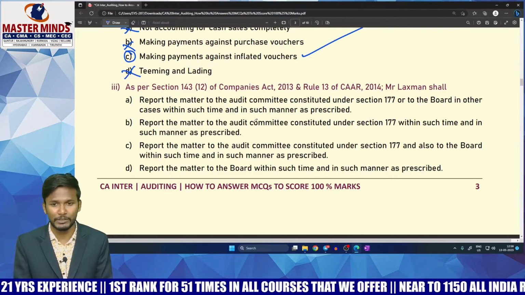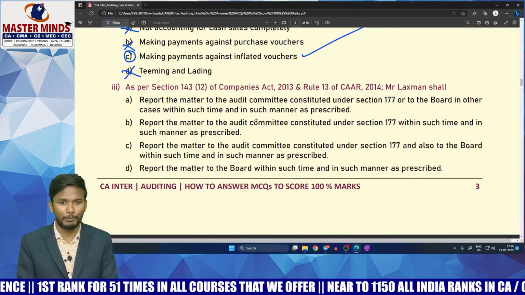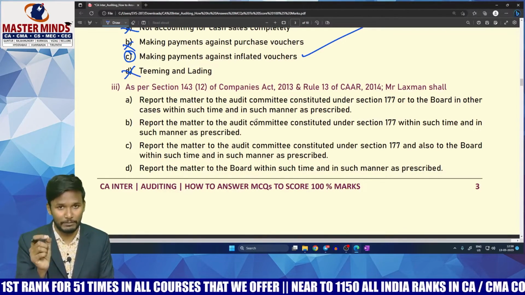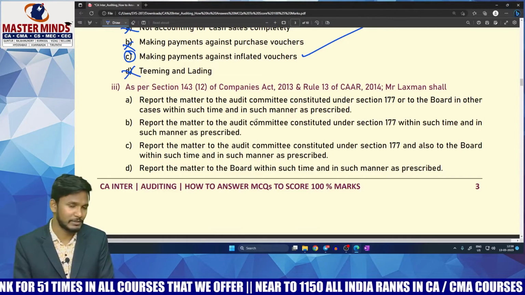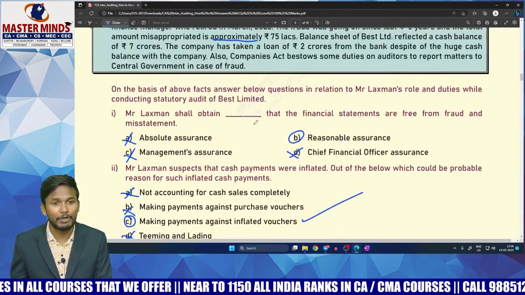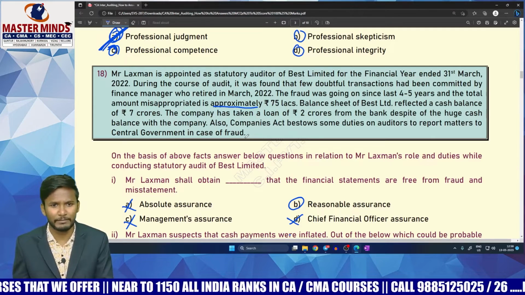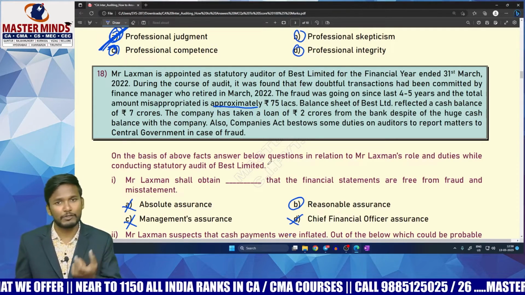Next one. As per section 143 subsection 12 of the Companies Act 2013 and rule 13 of the Companies (Audit and Auditors) Rules 2014, Mr. Lakshman shall. So Lakshman has to report under what section? 143(12). That means fraud responsibility only now. Yes. So when you are identifying a fraud, in the given question, is the amount more than or equal to 1 crore or less than 1 crore? Of course less than 1 crore, only 75 lakhs is given. Yes. So even suspected fraud is also covered now in 143(12).